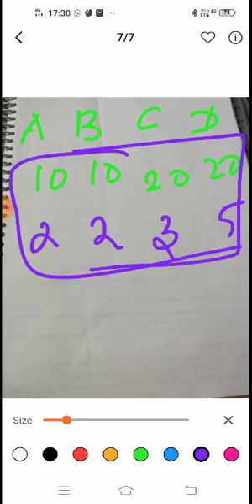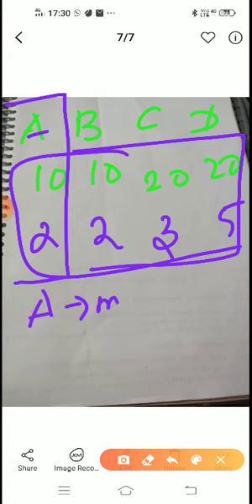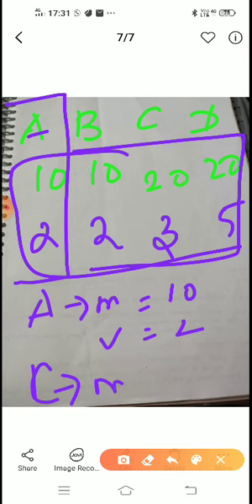But if I take one single object, let me consider A. For A, mass is 10, velocity is 2. After 5 minutes, I can change my velocity. Yes or no? I can run faster. But can I change my mass here? You cannot change your mass. Similarly, consider C. What is the mass of C? 20. What is the velocity? It is 3. Now I can increase my speed or decrease my speed, but I cannot increase my mass. So whenever you consider a single object or a single person, or just a car or a truck, you cannot change the mass of the truck.